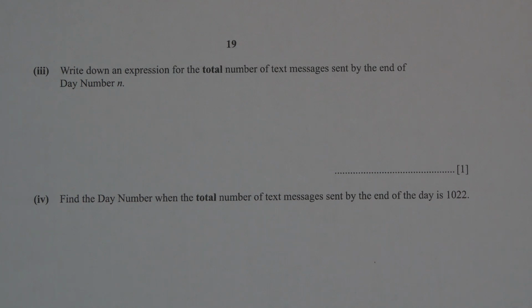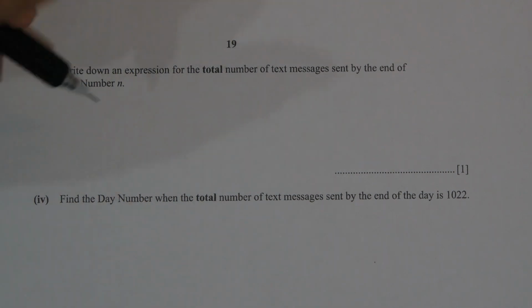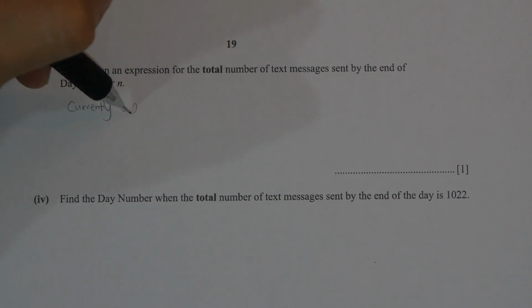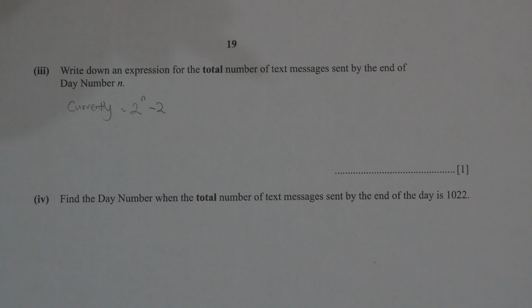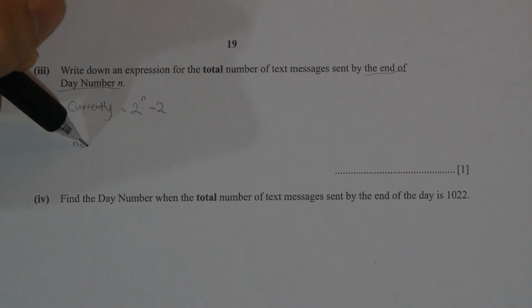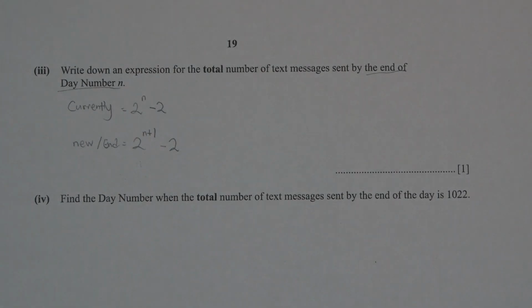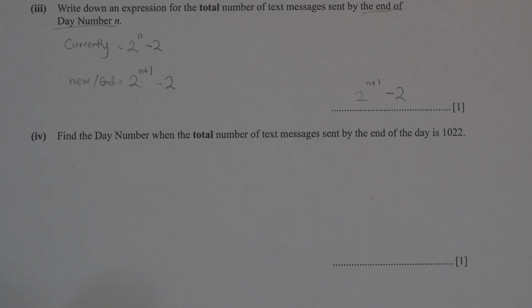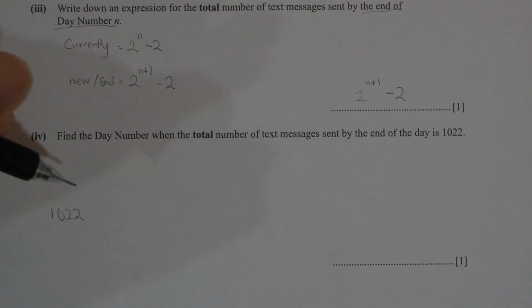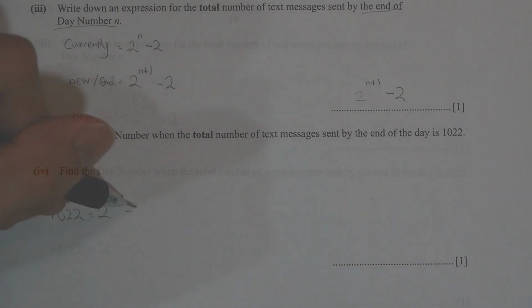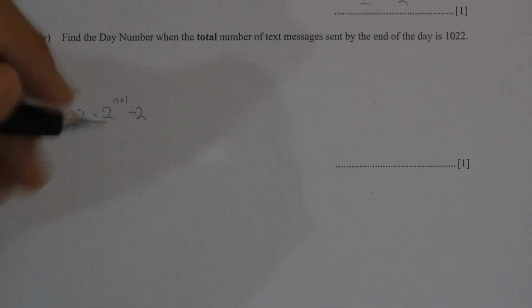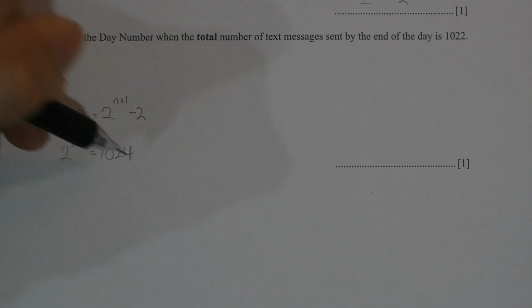As for the last question, write down an expression for the total number of text messages sent by the end of day number n. So simply just add 1, okay, to the power, then you'll be able to get the answer. Then with the formula that was given, substitute into the last part, run the calculation, then you'll be able to find the answer as n is 9.